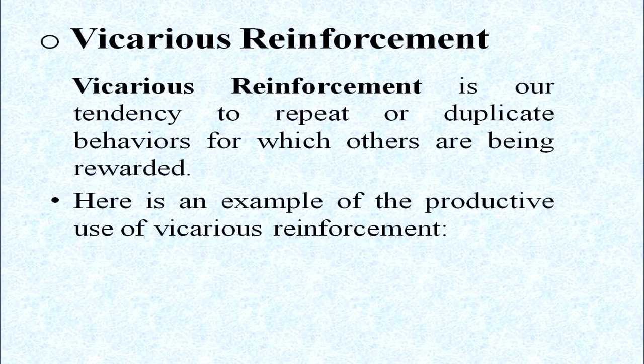Vicarious reinforcement is basically our tendency to repeat or duplicate behaviors for which others are being rewarded. Here is an example of the productive use of vicarious reinforcement. Sonu and Monu both are in first grade. They both have to work individually, but they are sitting next to each other. The teacher sees that Sonu is working in the wrong direction.